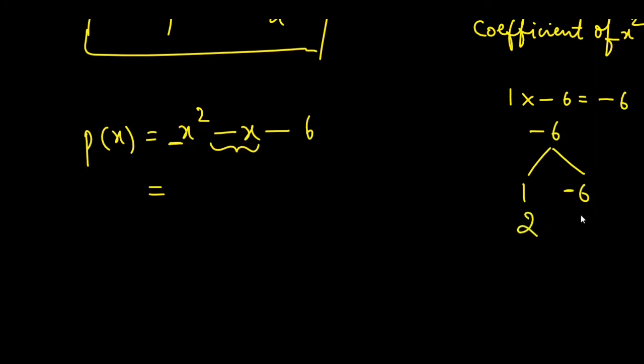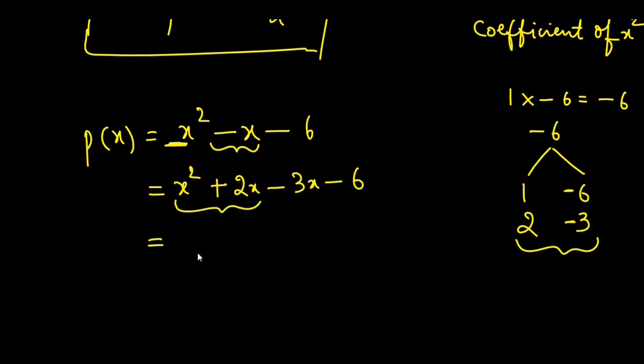So take 2 and minus 3. 2 into minus 3 is minus 6. 2 plus minus 3 is minus 1. So we can take these two factors. Now this can be written as x square plus 2x minus 3x minus 6.